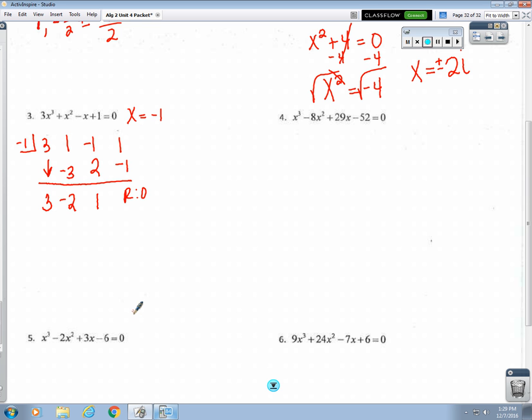Okay, now, since your question starts out x cubed, you start your answer x squared. So we have a 3x squared minus 2x plus 1. Now, that's not something we can do the square root method to. And why is that?